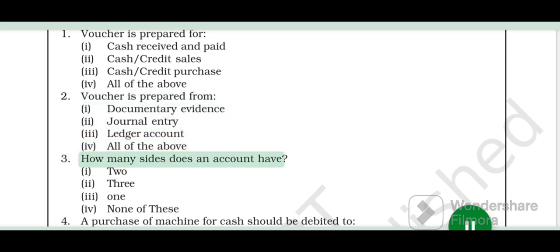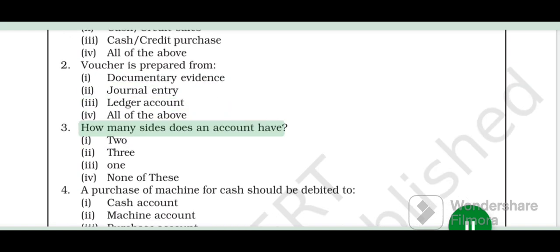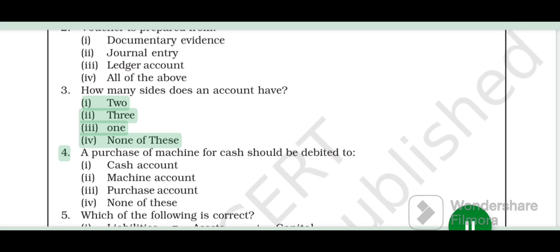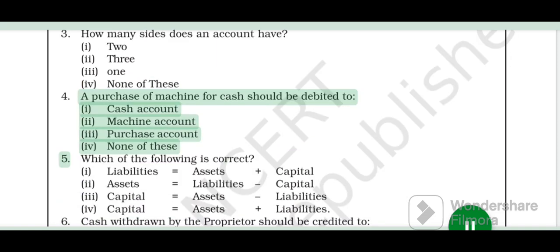3. How many sides does an account have? I. 2, II. 3, III. 1, IV. None of these. 4. A purchase of machine for cash should be debited to: I. Cash account, II. Machine account, III. Purchase account, IV. None of these.